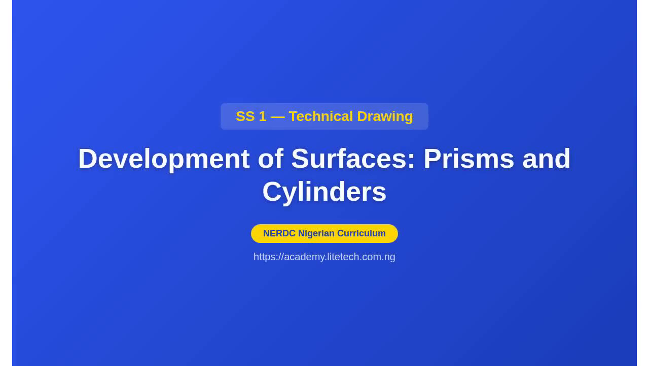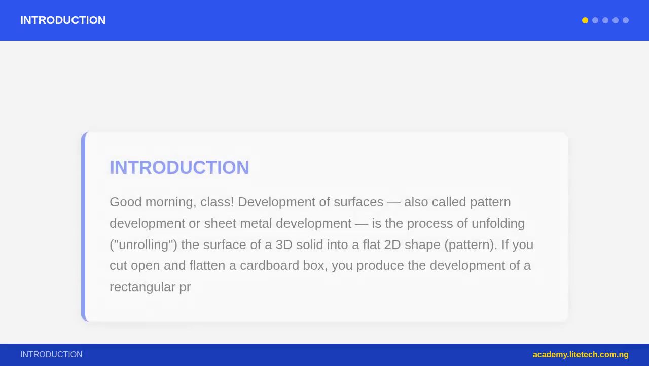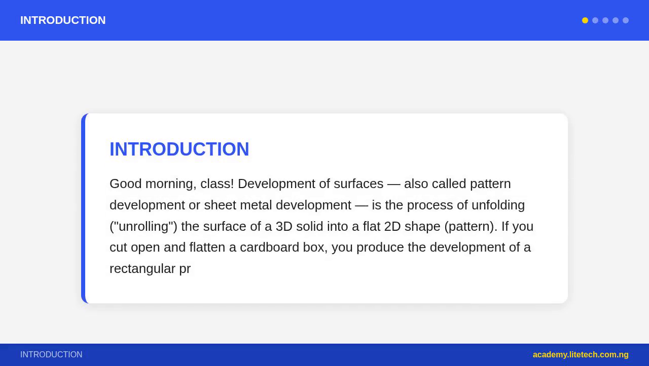Good morning, class. Development of surfaces, also called pattern development or sheet metal development, is the process of unrolling the surface of a 3D solid into a flat 2D shape, a pattern. If you cut open and flatten a cardboard box, you produce the development of a rectangular prism. This skill is essential in sheet metal fabrication, packaging design, ducting, and pipe fitting.